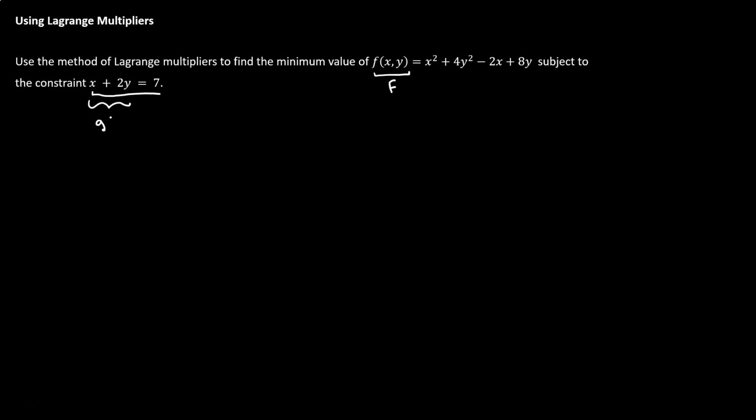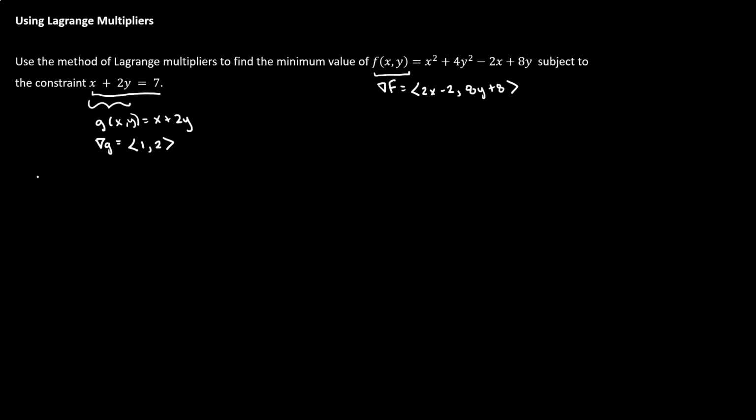The function side is g. So in this case, g is a function of both x and y, and it's equal to x plus 2y. Now that we know what f and g are, we can find their gradients. So gradient of f is equal to 2x minus 2, comma 8y plus 8. Gradient of g would be equal to 1, comma 2.